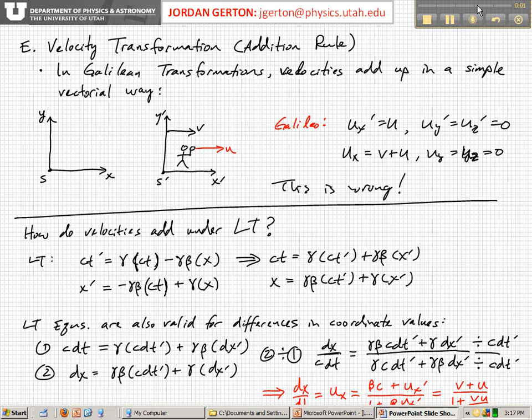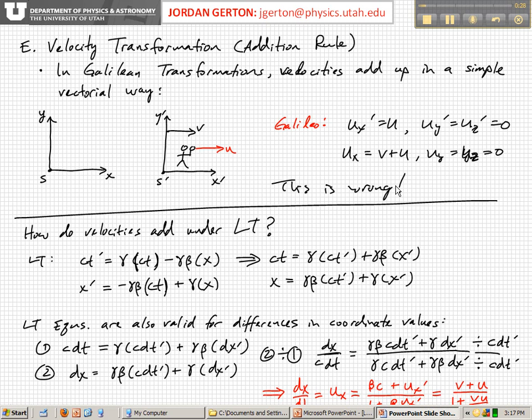Okay, so again, the classical Galilean transformation velocity addition rule is just wrong in general, although it's a good approximation. It's a very good approximation when the relative velocity between two coordinate systems, two reference frames, is small compared to the speed of light. So in the non-relativistic limit, it works just fine, but it's wrong in general.